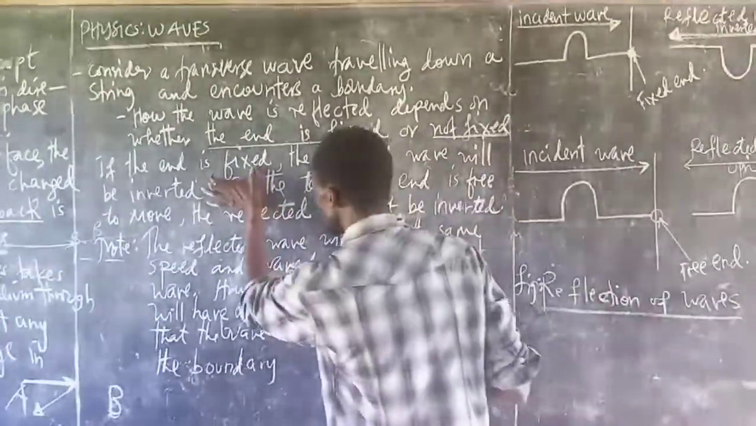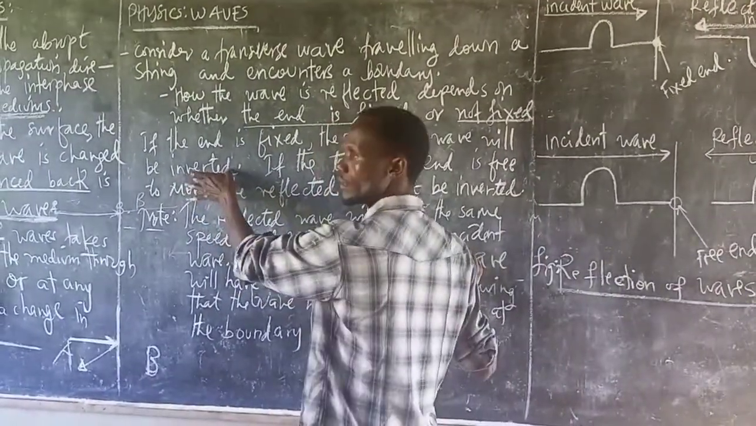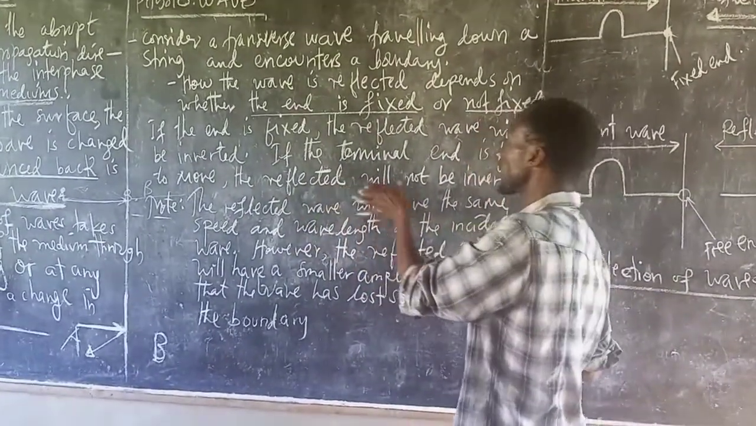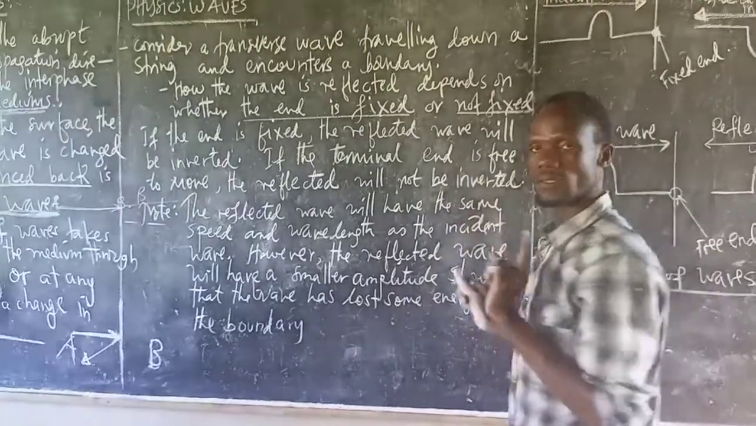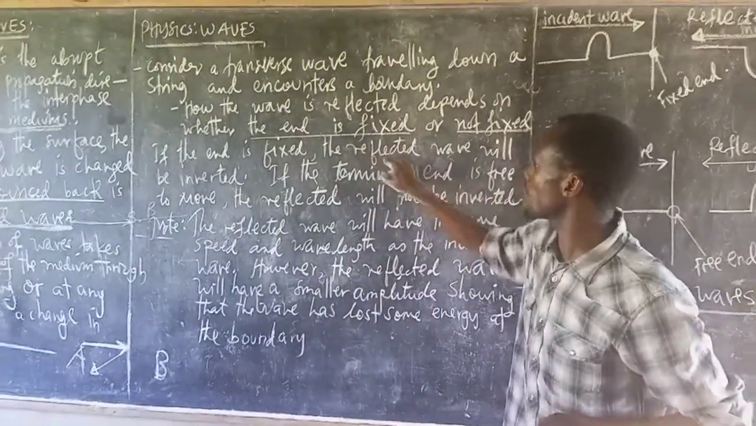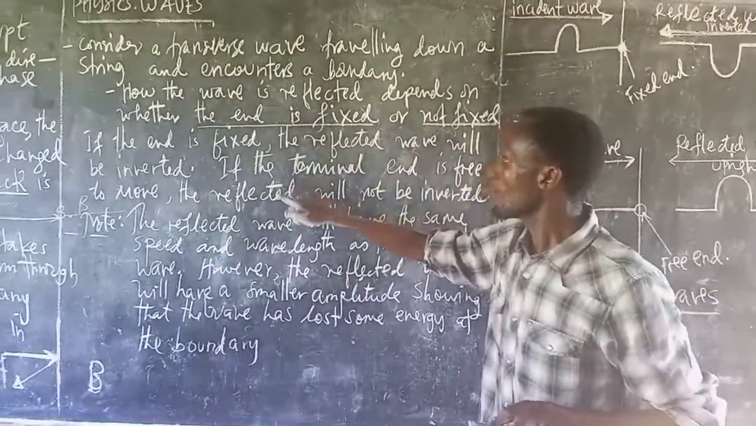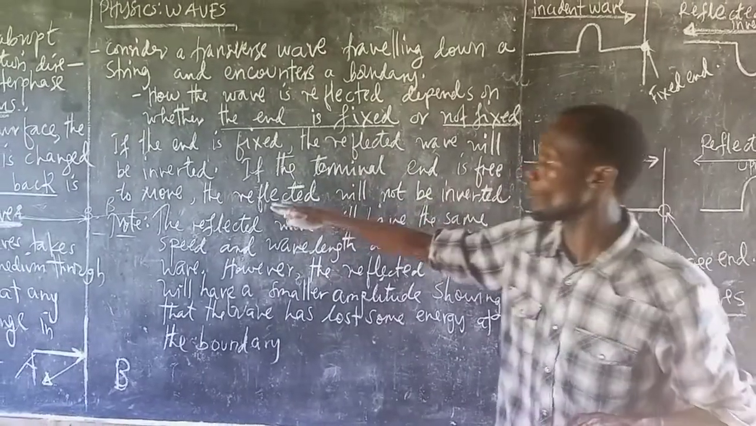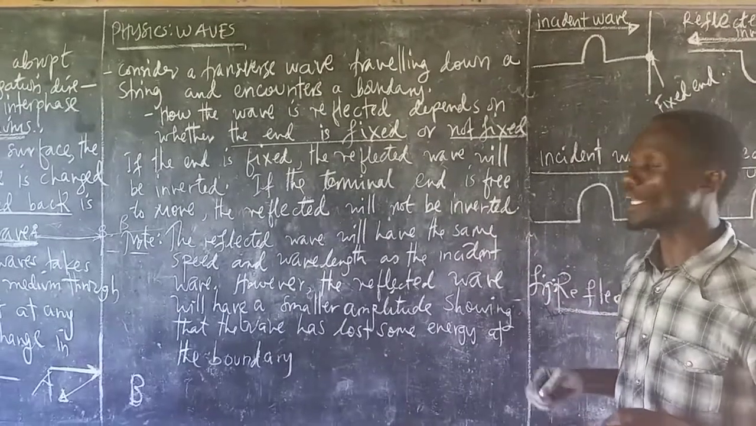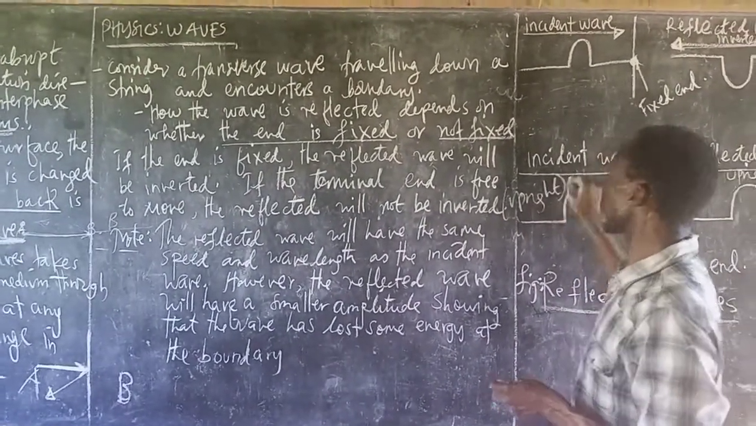If the end is fixed, the reflected wave will be inverted. But if the terminal end is free, the reflected wave will not be inverted. Now, the wave is inverted. The reflected wave is inverted if the end is fixed. But if the terminal end is free to move, the reflected wave is not inverted. Means it is upright. Now, this is very important to understand.